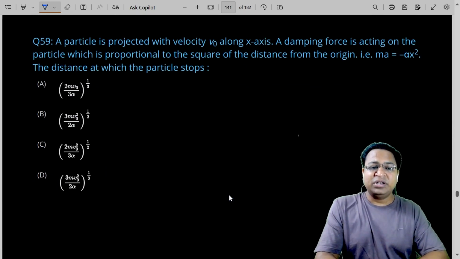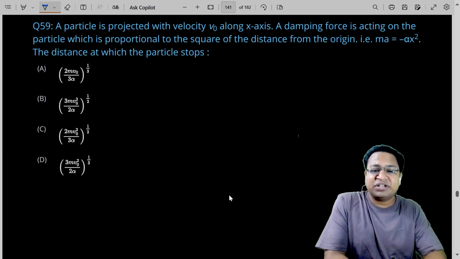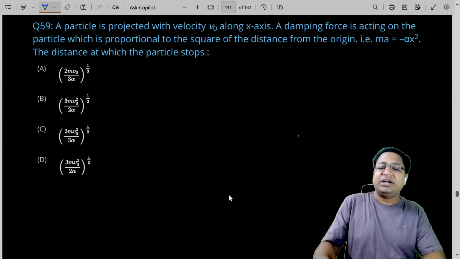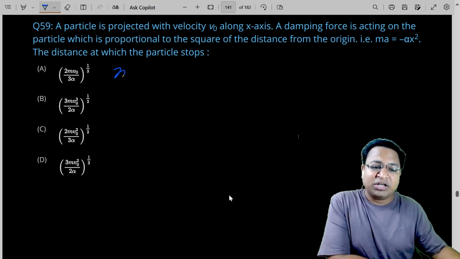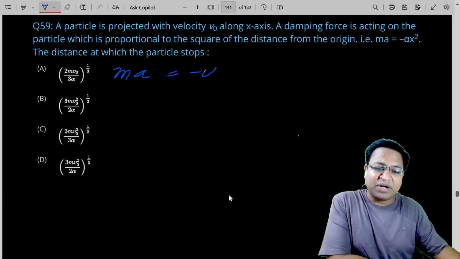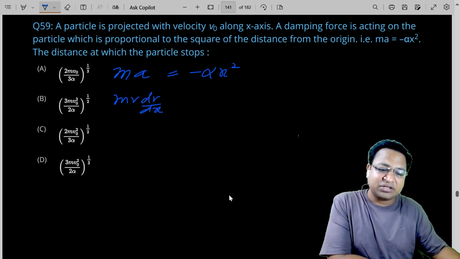Okay. Next, we come to question number 59. It says a particle is projected with the velocity v naught along the x-axis. A damping force is acting on the particle, which is proportional to the square of the distance from the origin. So it's very simple actually. Ma is given as minus alpha x square. A can be written as v dv by dx. So this becomes minus alpha x square. Next, we can write m v dv is equal to minus alpha x square dx.